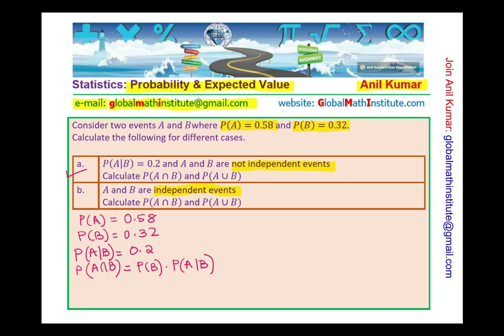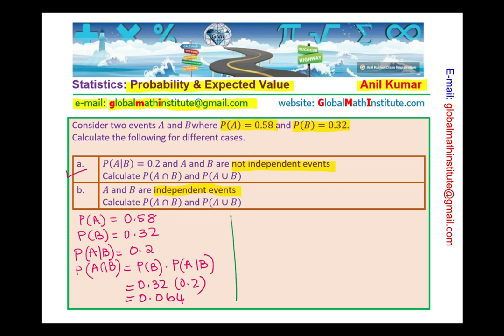So B has occurred, so find the probability of B. That is 0.32. And we need to multiply by what is given to us, 0.2, which gives us 0.064. Make sense? So that is how you're going to find the probability of A intersection B. In part A, we're talking about dependent events.